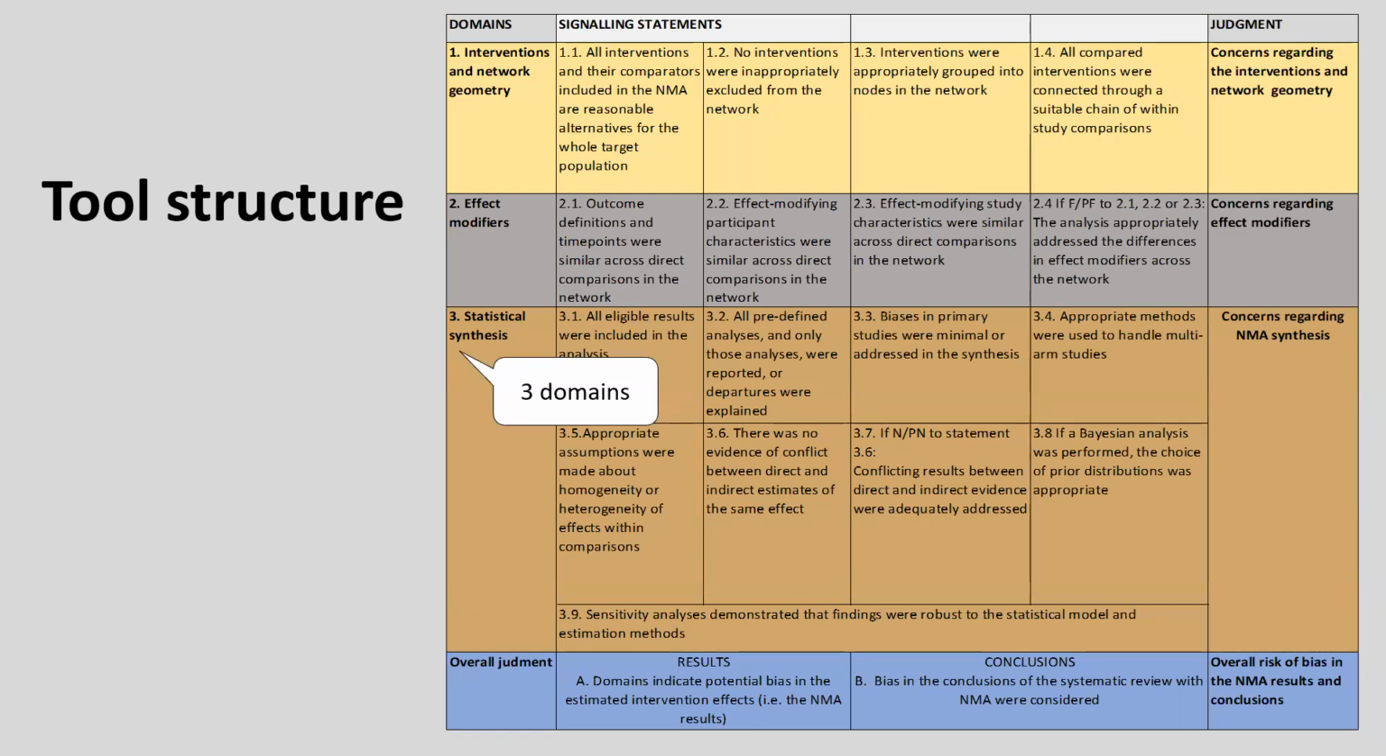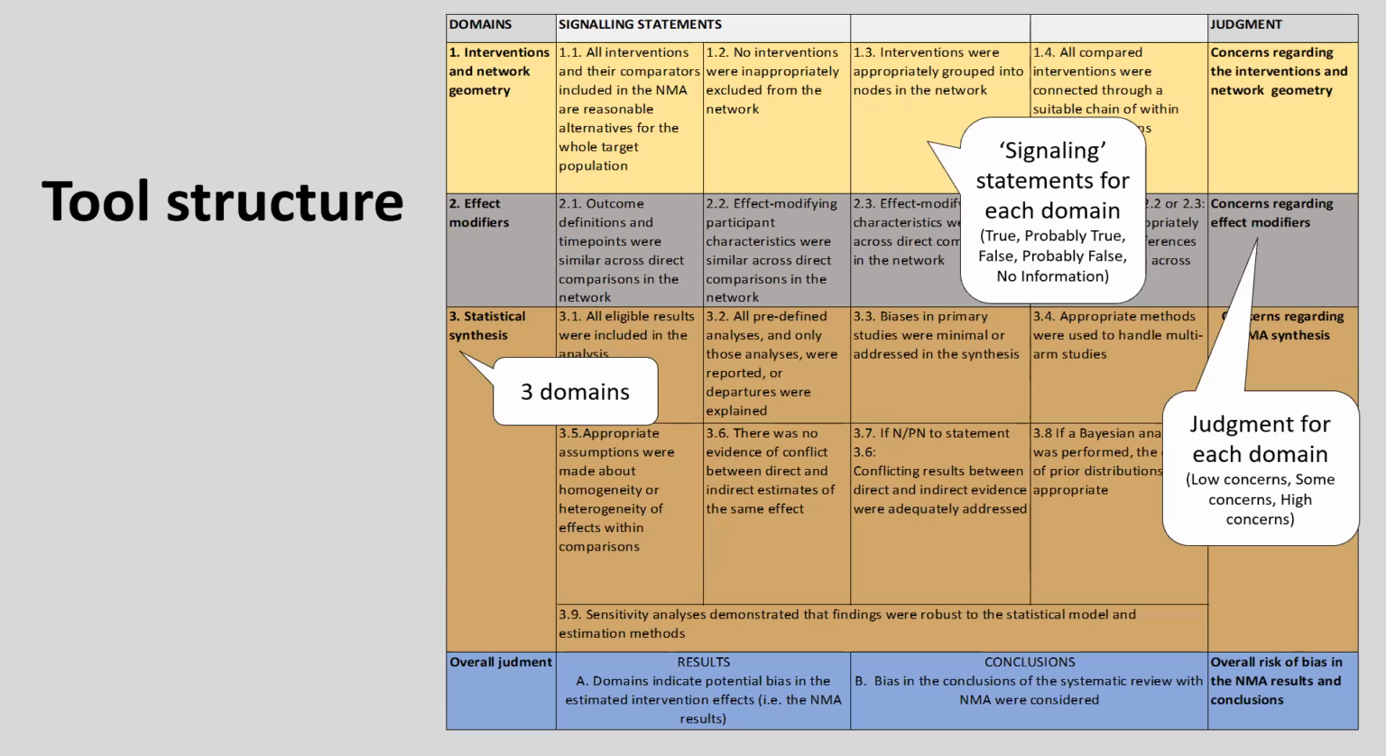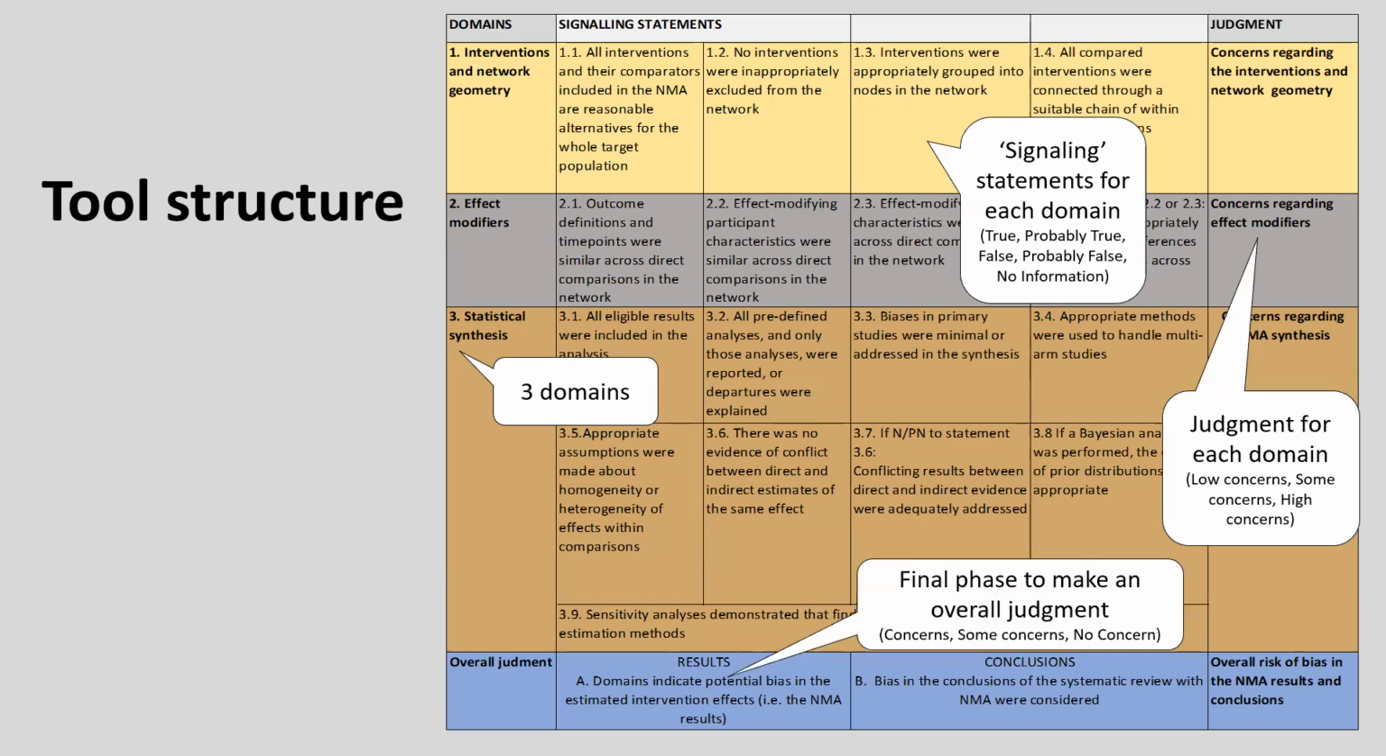There are three domains for the tool, namely interventions and network geometry, effect modifiers, and statistical synthesis. In total, there are 17 items across the three domains. After answering the signaling statements in each domain, the assessor then answers two overall judgment statements, and then at the end finally makes an overall judgment of low, high, or some concerns.